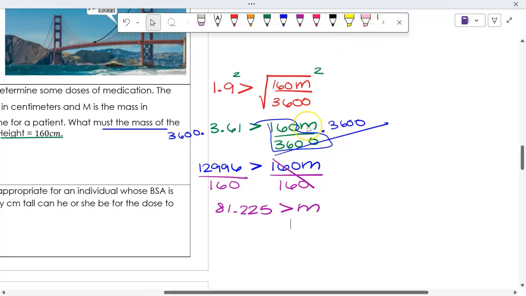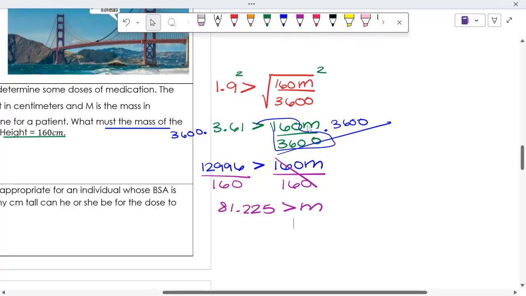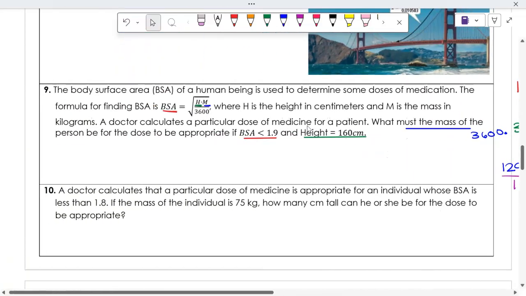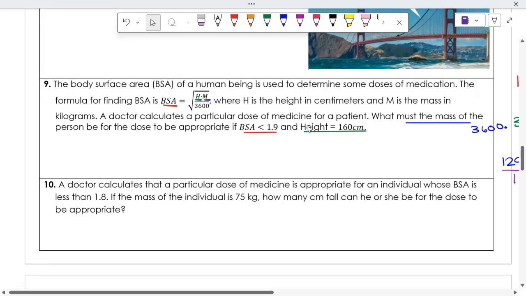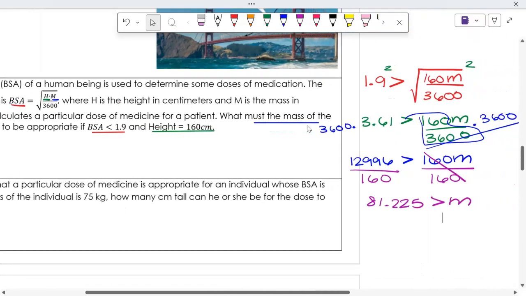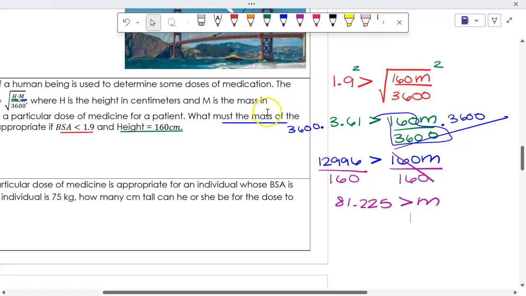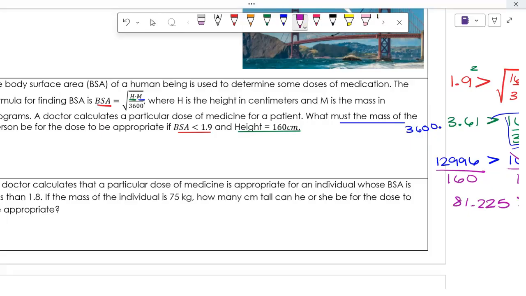Let's make sure we can interpret what this says in the context of the question. It says, what must the mass of the person be for the dose to be appropriate if BSA is less than 1.9 and height is equal to 160 centimeters? We already solved for BSA to be less than 1.9 with a height of 160 centimeters. That's what this was. This is the mass of the person with that information, and what this is saying is that the mass has to be less than 81.225. So that is the answer to our question.